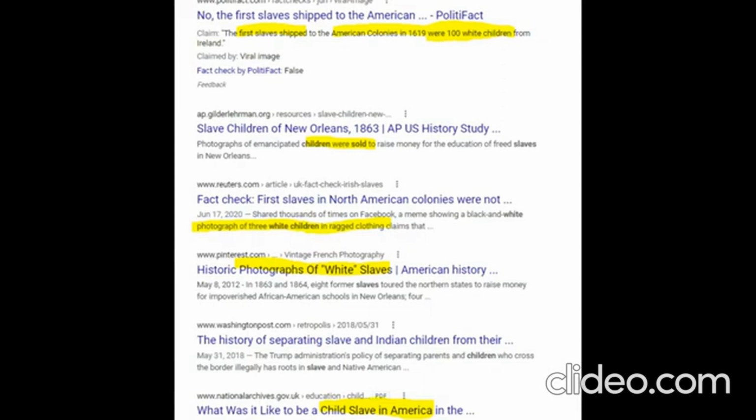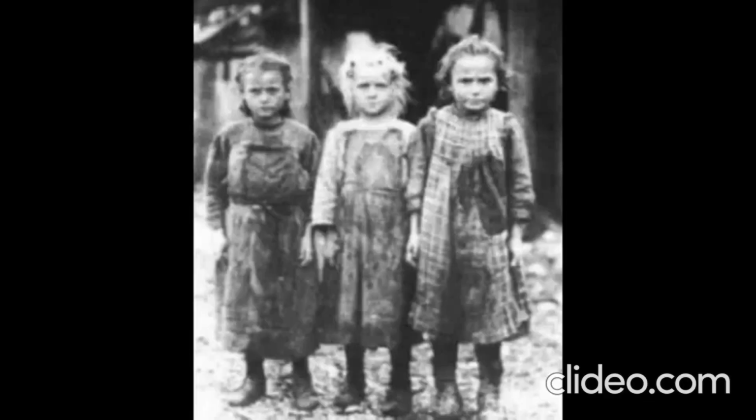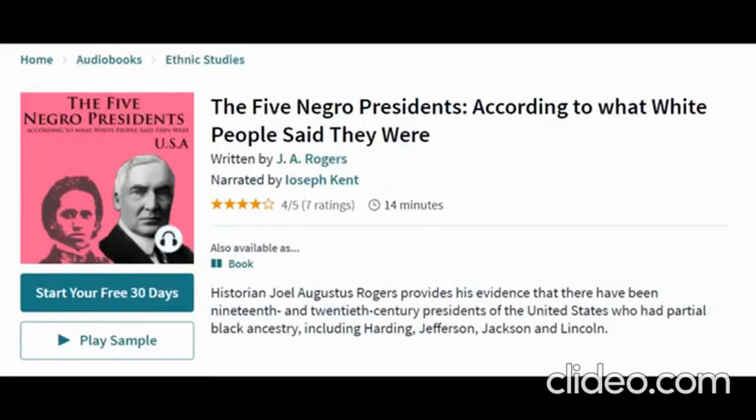Okay, notice again, slave ships to America. And if you look at these pictures here, these are of people that were sent here from Ireland. They were sent from France. They were sent from Great Britain, England. And they're the poor people. They were the slaves, the slave children, white slave children.